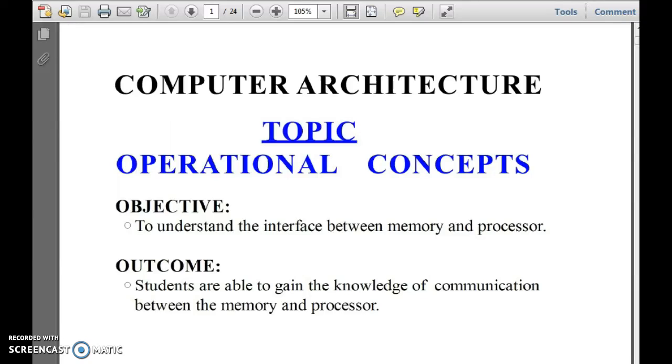My course is computer architecture and the topic is operational concepts. The objective is to understand the interface between the memory and the processor, and as an outcome the students will be able to gain the knowledge of how the communication is taking place between the memory and the processor.